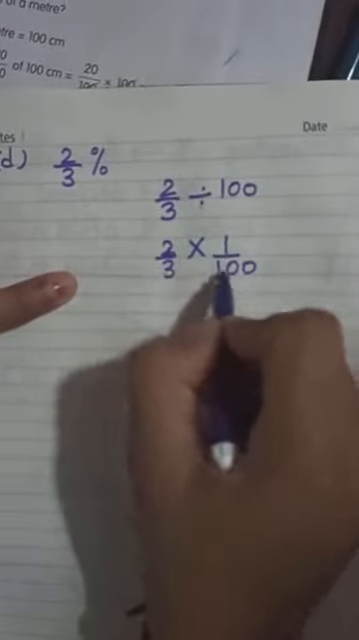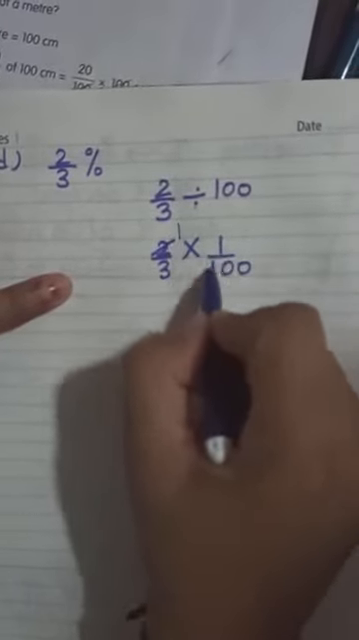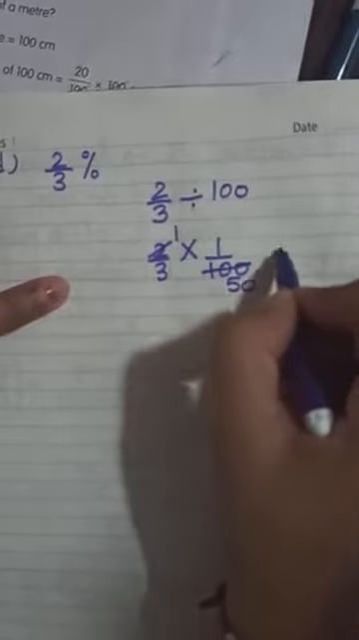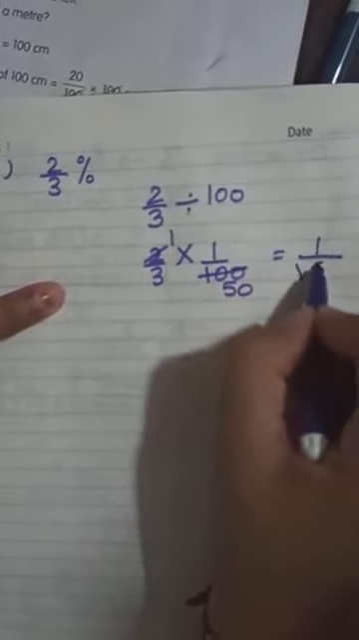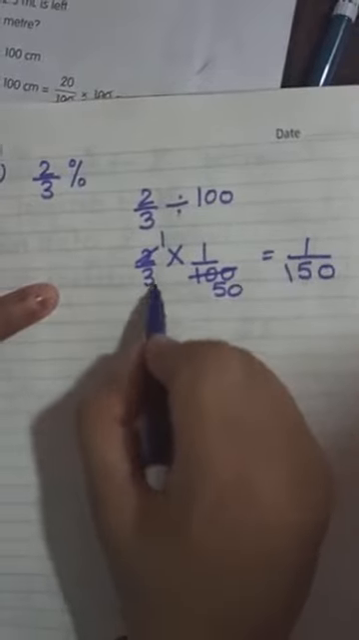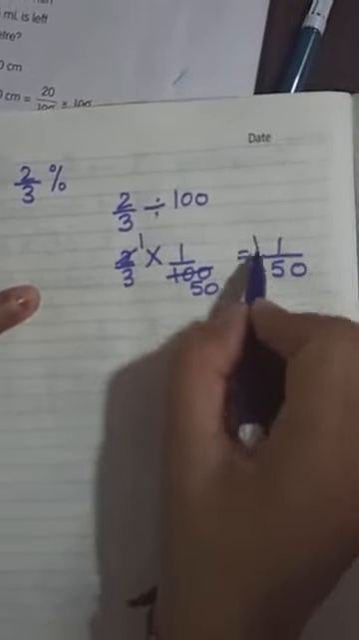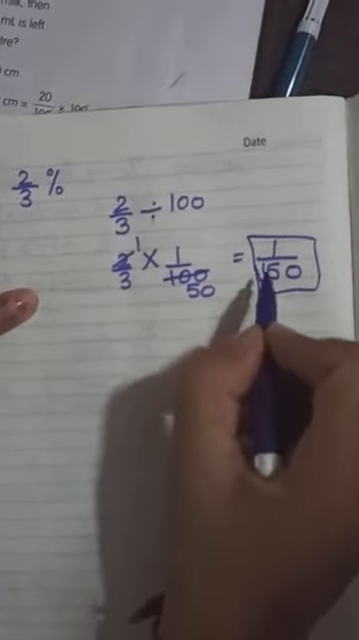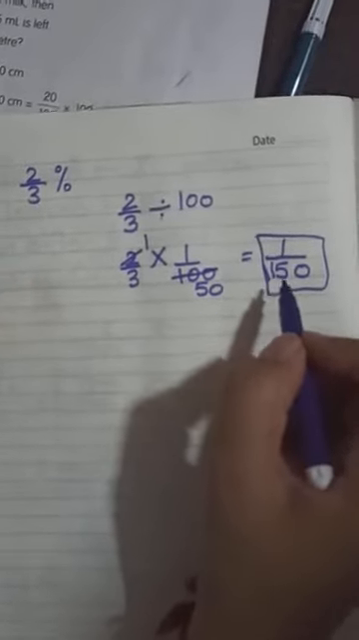2 and 100 go in the same table. So 2 1s are 2 and 2 50s are 100. So this becomes 1 by 3 into 50, 1 by 150. So I have multiplied 3 and 50. They were in the denominator. So we have 1 by 150, the fraction.